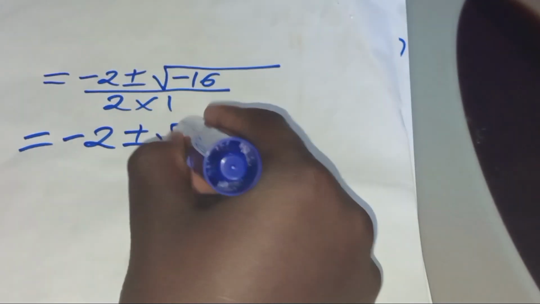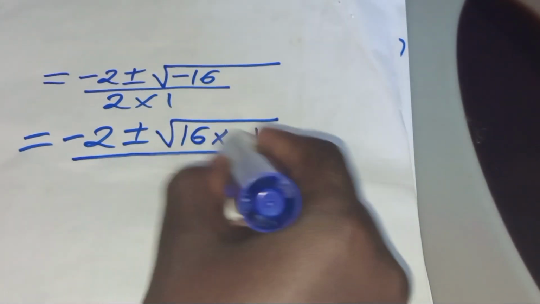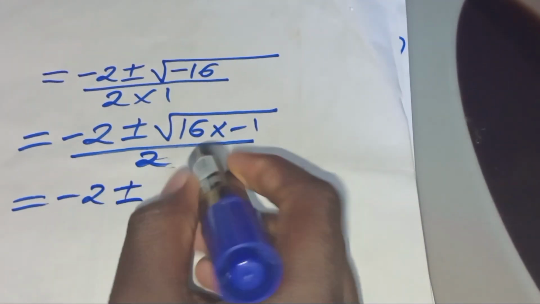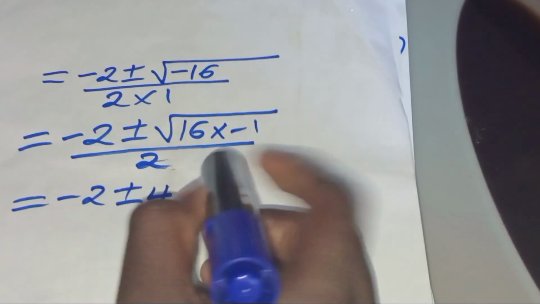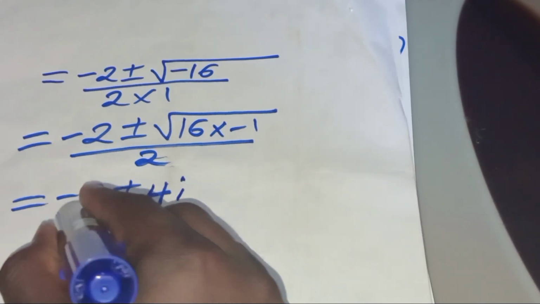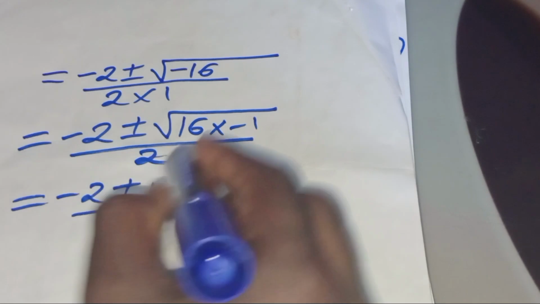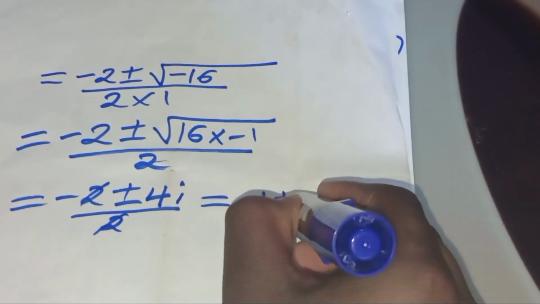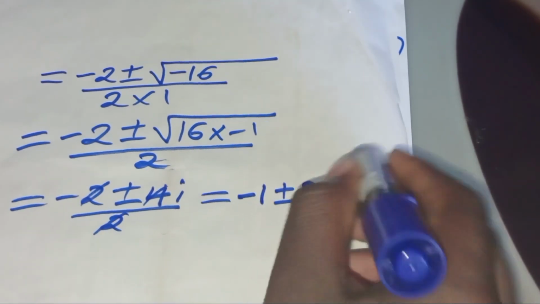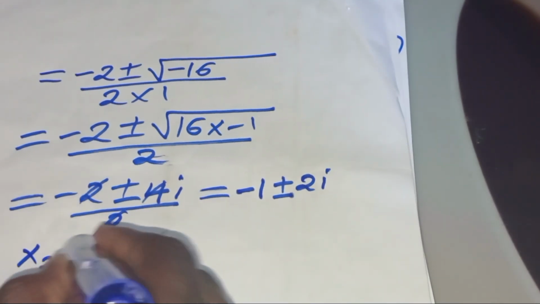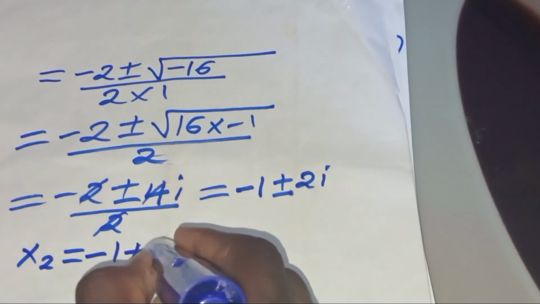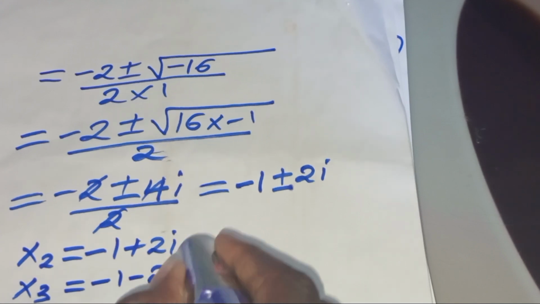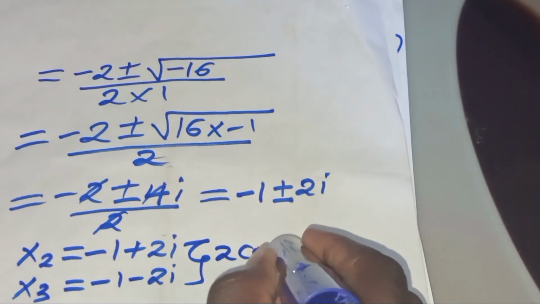Negative 16 can be expressed as 16 times negative 1, divided by 2. So here we'll have negative 2 plus or minus the square root of 16, this is 4, the square root of negative 1, this is i, divided by 2. If you simplify this, we'll have negative 1 plus or minus 2i. So that means x2 is equal to negative 1 plus 2i, and x3 is equal to negative 1 subtract 2i. These are two complex roots.